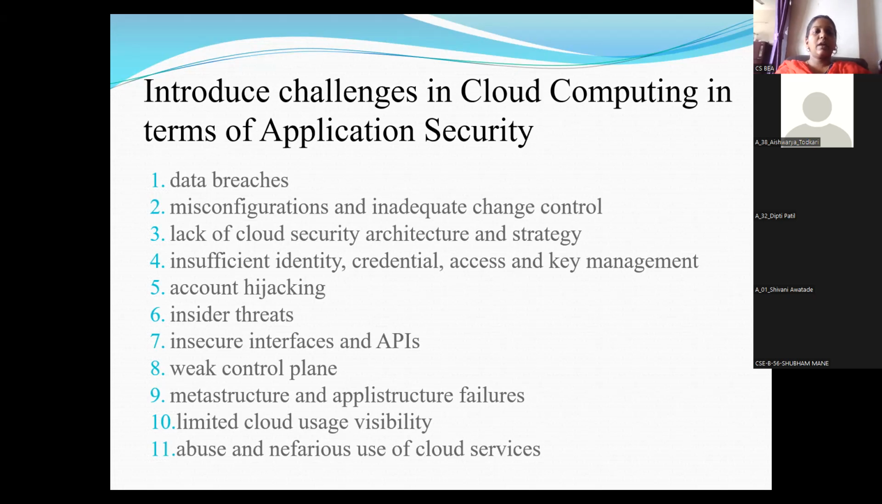And the last one is abuse and nefarious use of cloud services. Just as the cloud can be used for good, it can also be used maliciously by threat actors. So the nefarious use of legitimate software as a service, that is SaaS, PaaS, and IaaS offerings, affects individuals, cloud customers, and CSPs alike.